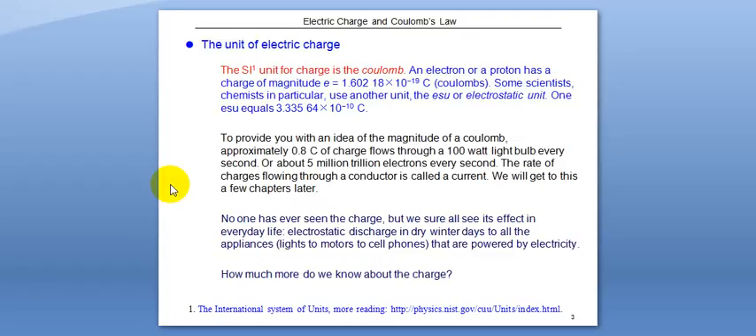No one has ever seen the charge, but we all see its effects in everyday life. Electronics discharge in dry winter days, and applications are powered by electricity. Now, what can you see, and what do you think? How much more do we know about the charge?